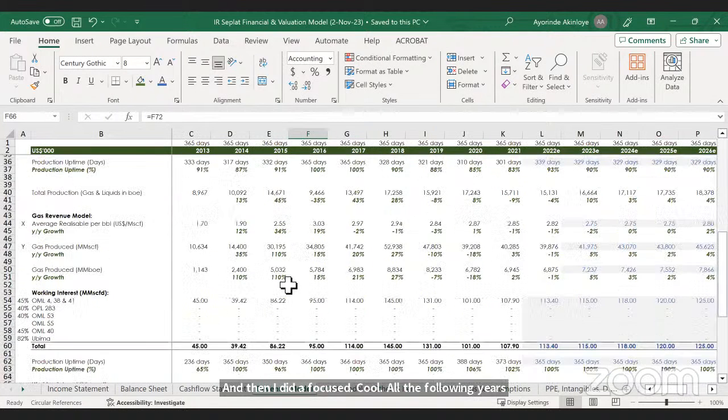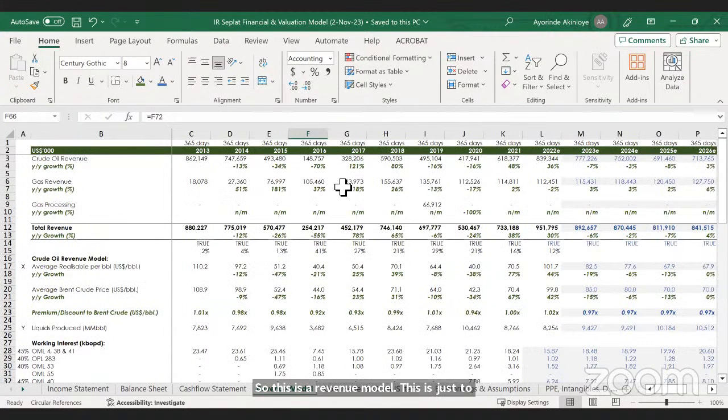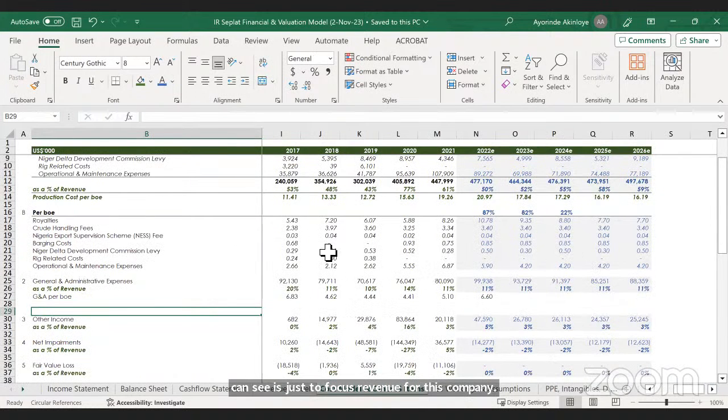So this is a revenue model. This is just to forecast revenue alone. This amount of work that you can see here is just to forecast revenue for this company alone. But let me quickly show. This is what I want to show you.